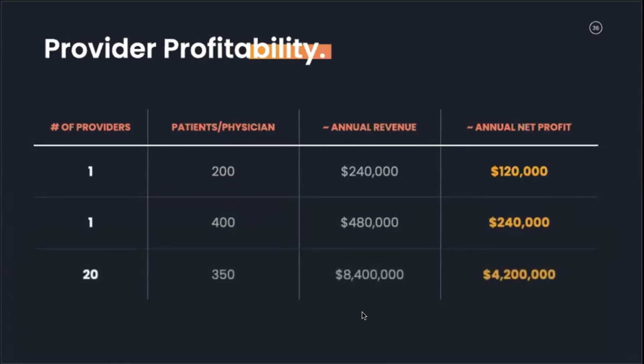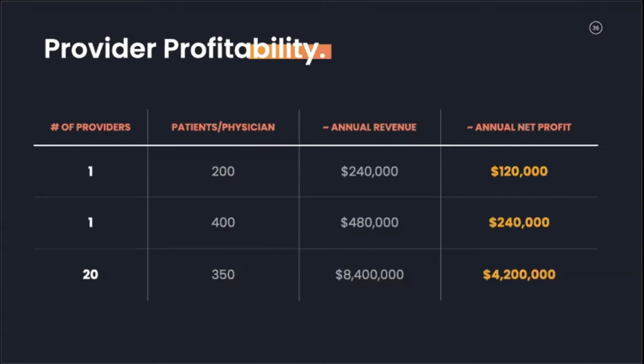But if we take a look at a practice, let's say it's with 20 providers, 350 patients per provider, the annual revenue to the practice can be around $8.4 million and over $4 million in annual net profit. This can be a game changer for many practices.